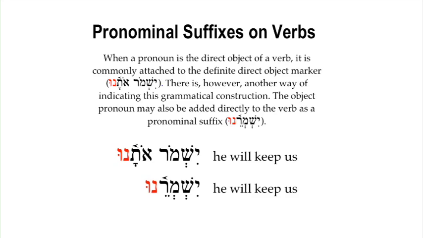The first example, yishmor othanu, he will keep us. You see the 1CP pronominal suffix attached to the definite direct object marker, he will keep us. In the second example, yishmerenu, you see the 1CP pronominal suffix attached directly to the verb, he will keep us. Notice that both constructions have the exact same translation value. The difference is simply where the pronominal suffix appears.